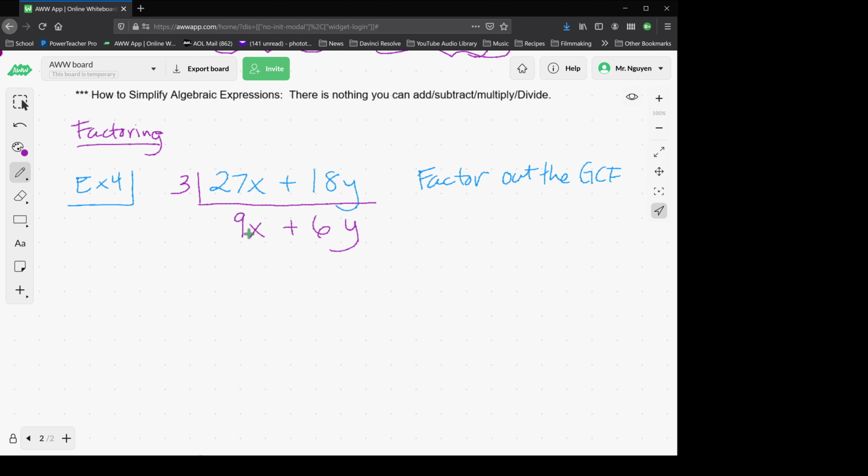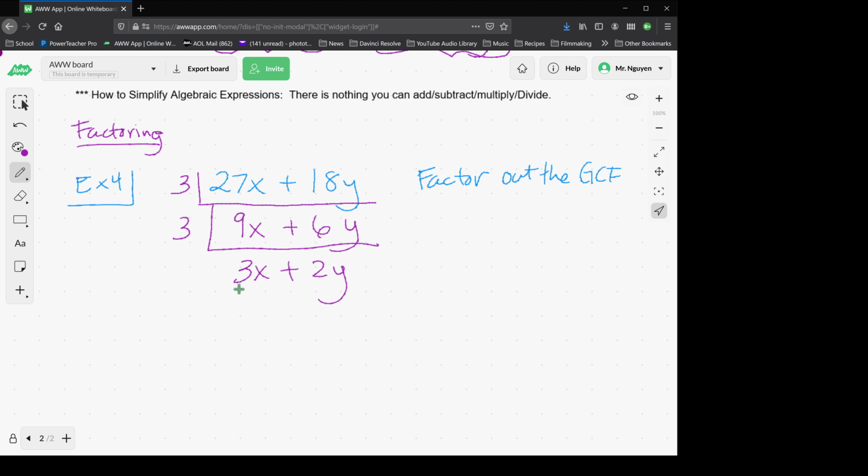Now we're going to look at the 9 and the 6. We're going to find out a single number that we can divide both of them by, and that's going to be 3 again. So 9 divided by 3 is 3, and again, drop down the x. 6 divided by 3 is 2. Drop down the y. Now take a look at the 3 and the 2. Is there a single number they can divide both 3 and 2 by? No. So we stop there.